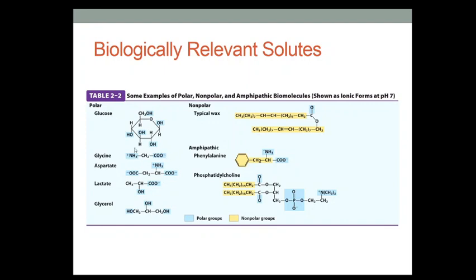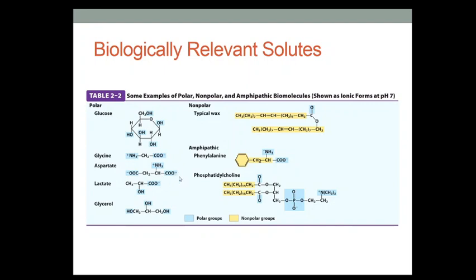Glycine, this is an amino acid that we'll talk about. Glycine has charged groups at biological pH. It has an ammonium group. It has a carboxylate on the other end. These can undergo hydrogen bonding. When we talk about hydrogen bonding, we're talking about hydrogen bonding with water. So glucose and glycine are very soluble because they can undergo hydrogen bonding.